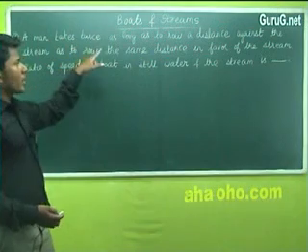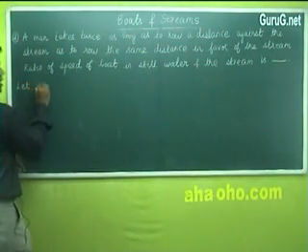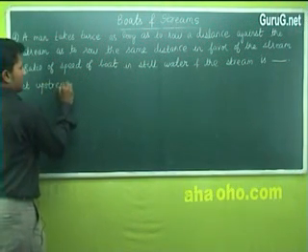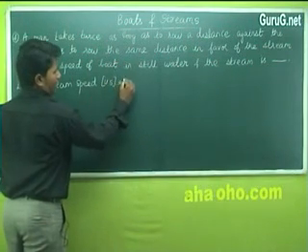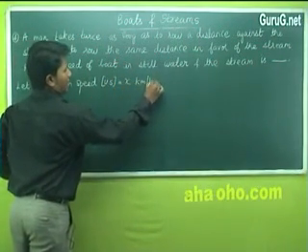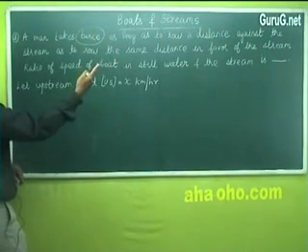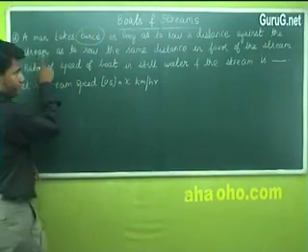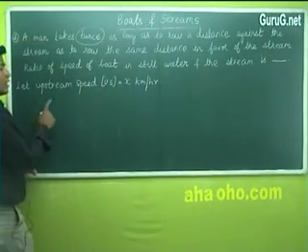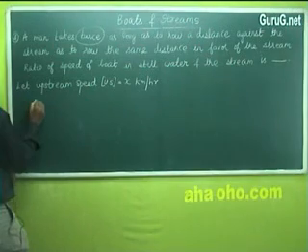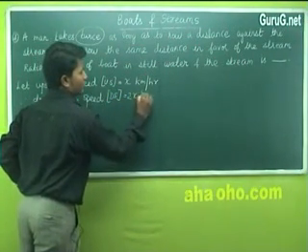So a man takes twice as long as. So first, from the given data, let upstream speed be equal to x kilometer per hour. Now a man takes twice as long to row a distance against the stream as to row the same distance in favor. That is, the downstream speed is twice that of the upstream speed. Therefore, downstream speed is equal to 2x.